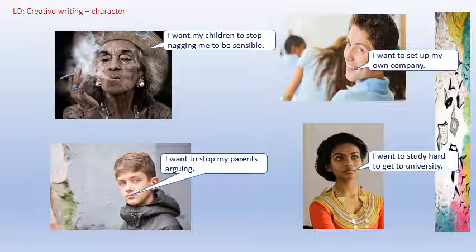And here we are. These aren't right or wrong answers. Yours are equally valid. These are just what I thought these people might want. I want my children to stop nagging me to be sensible. I want to stop my parents arguing. I want to set up my own company. I want to study hard to get to university. But I'm sure all of the things that you said are equally valid. It's not a right or wrong situation. It's just important to know that when we make a character, they have to want something.